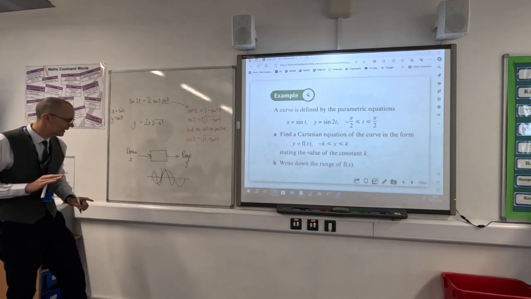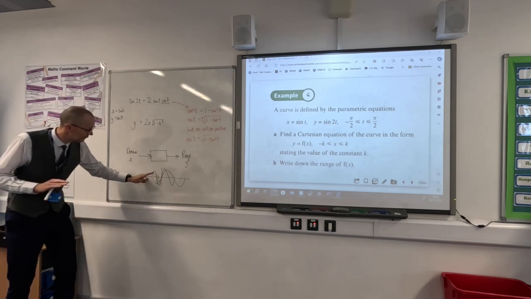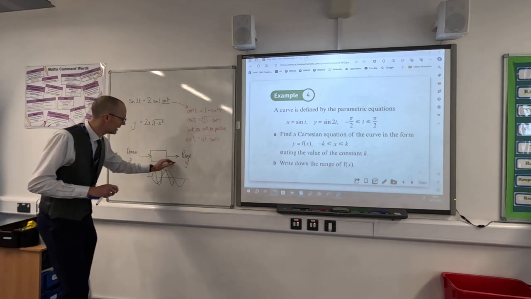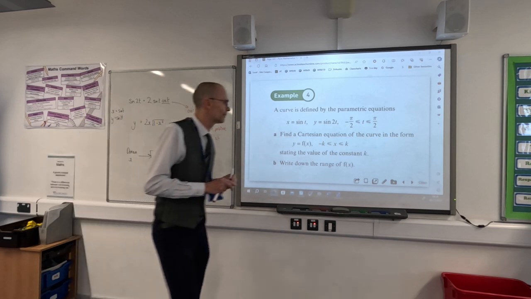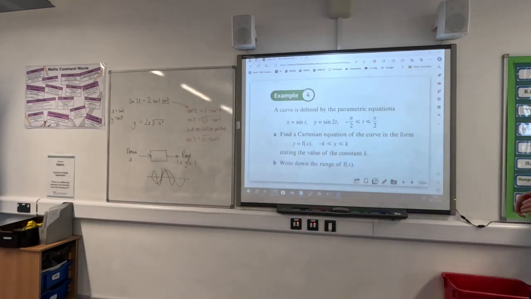We're dealing between minus 90 and plus 90, so my y values will be everything between 1 and minus 1. So the range is that.